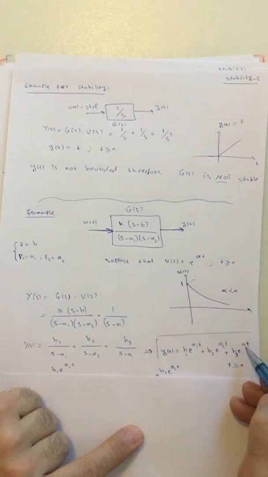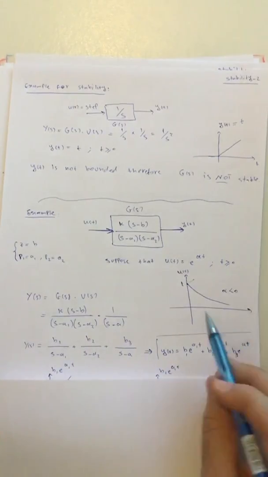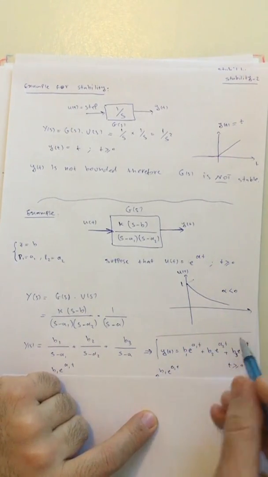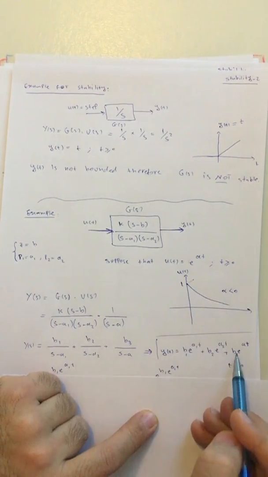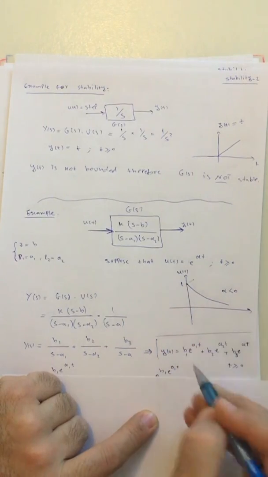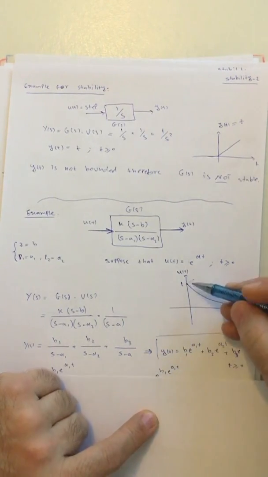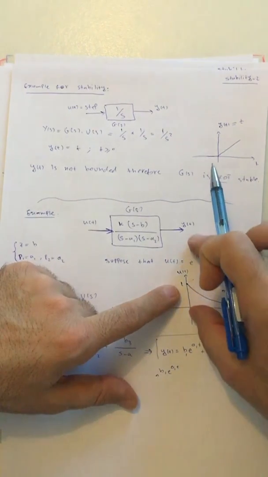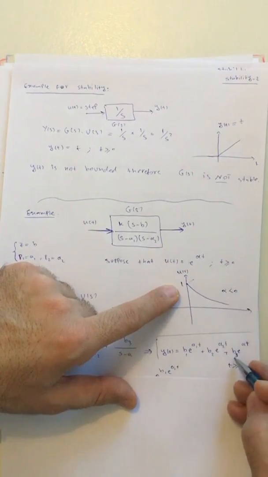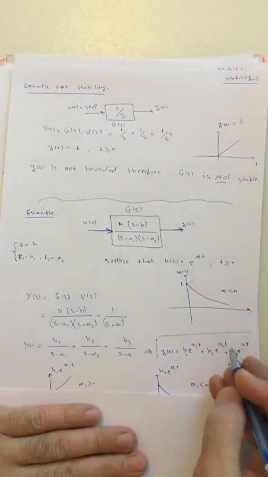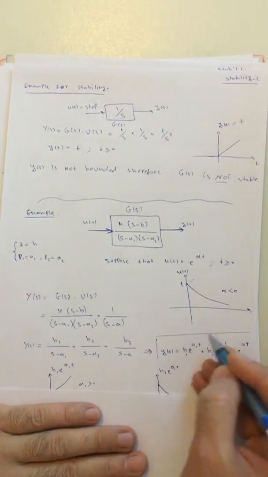So the output has three terms. Already we know that the last term is bounded because the input was bounded. And this b3 doesn't change the boundedness, because e to the power of at has such a curve, and if it is scaled with b3, if b3 is greater than 1, it will be scaled up, and if it is less than 1, it will be scaled down. But anyway, it will remain bounded. So what we should investigate is whether these two terms are bounded.